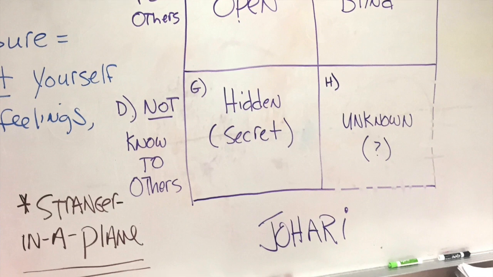So here's the deal. Remember this. In the E quadrant, which is the open quadrant, this quadrant contains things that Tony knows about Tony, and he has shared them. He has opened up to other people. So now Tina also knows this about Tony. Tina knows this about Tony, and Tony knows it about Tony. All right, so let's keep going down.